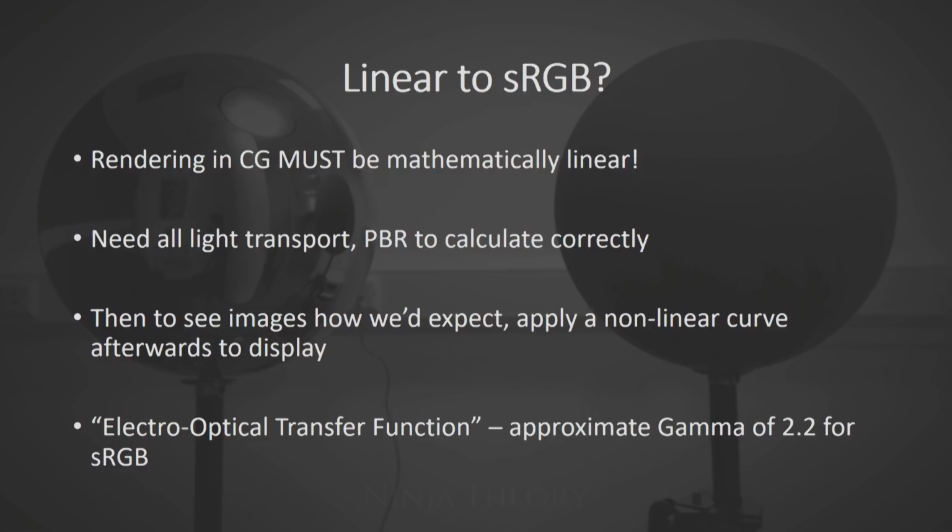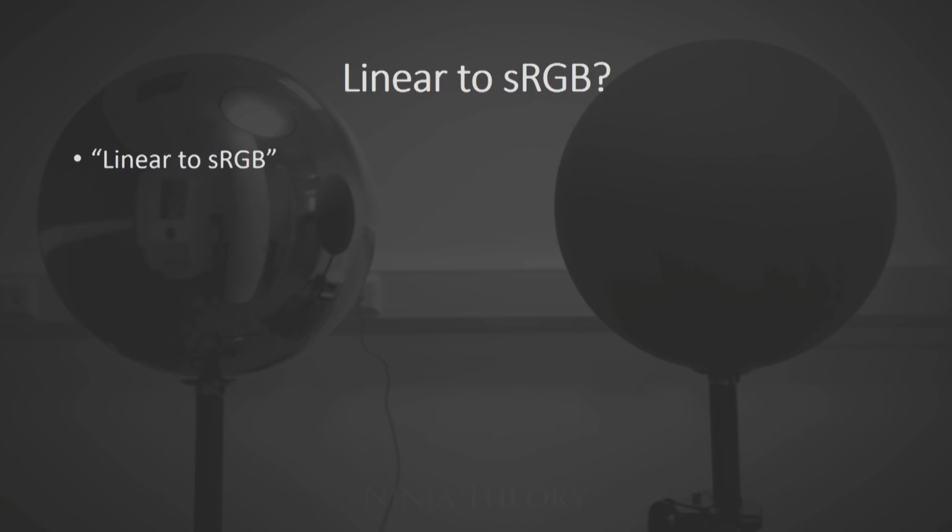But then, once we've rendered everything linearly, we want to apply this gamma curve at the end as a pair of sunglasses, so we can view it how we'd expect to, right? And what this is called, to be more specific, is an electro-optical transfer function. And there's one specifically for the sRGB color space, which is why there's always this confusion between sRGB and gamma and the color space.